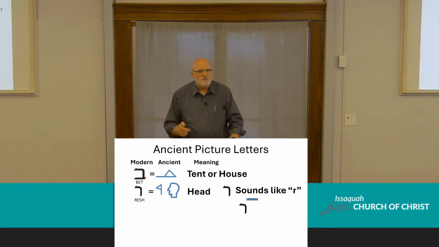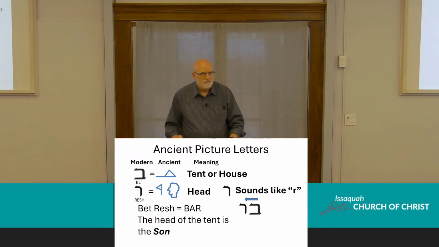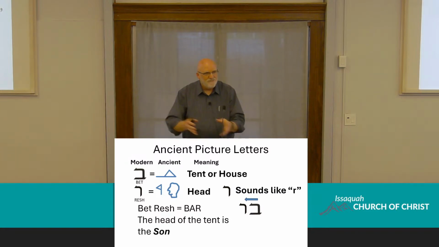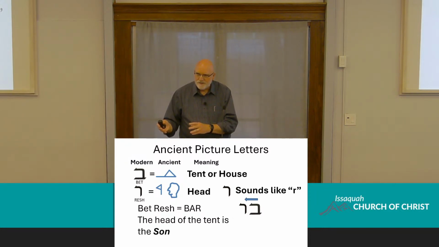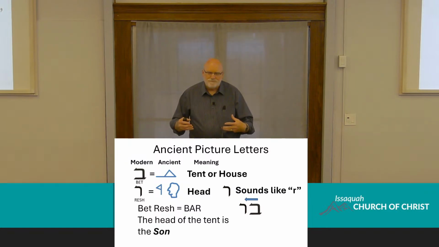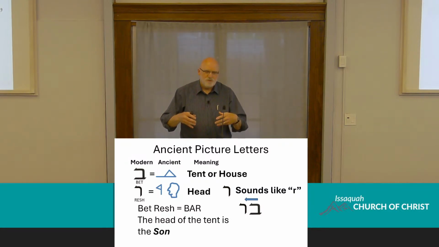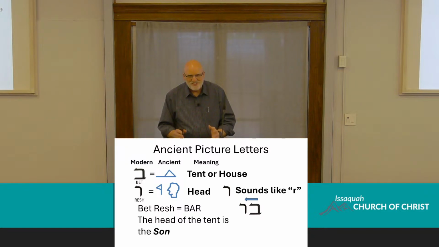So here with Bet Resh, reading it, we have Bar. And Bar means son, as in Barabbas, the son of the father is what his name means. Barnabas, son of exhortation. And so in God's economy, the strength of the tent is the father. The head of the tent, though, was the son. And remember when Abraham sent his servant to get a wife for Isaac? As you're reading in Genesis 24, Bethuel is there, but the guy who's doing all the talking is Laban. The son is the one who's making the deal and running the show.